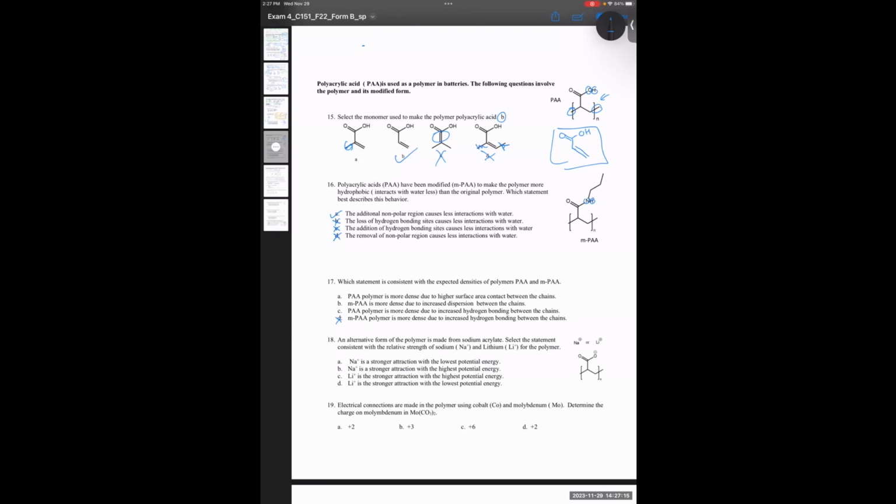PAA polymer is more dense due to higher surface area of contact. One can argue this to be correct because, thinking about this part acting as a barrier for the molecules to come closer to each other. And MPAA is more dense due to increased dispersion forces, or maybe they may say dispersion forces between the chains.